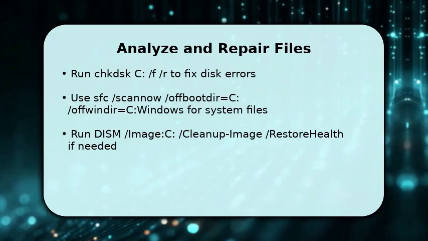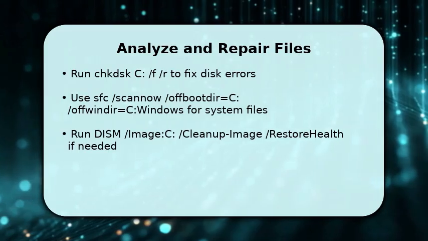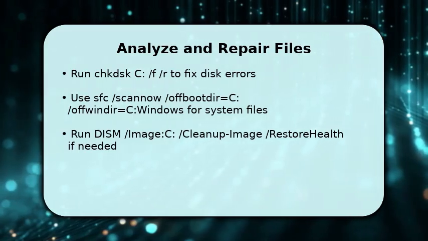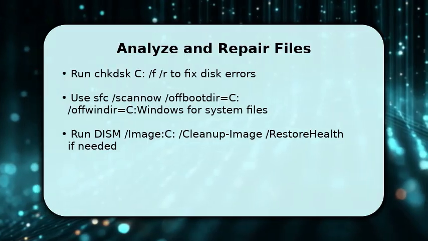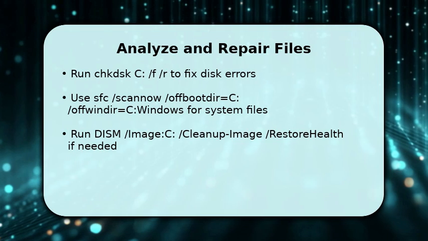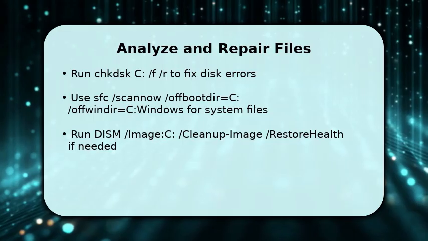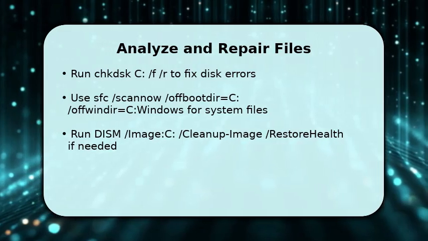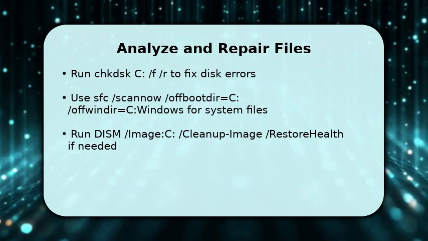Once chkdsk finishes, run sfc with the offline switches. sfc /scannow /offbootdir=c:\ /offwindir=c:\Windows to replace corrupted system files. If SFC reports issues it cannot fix, run dism against the offline image to restore component store health. After each command completes, reboot into WinRE and recheck the log file for changes.